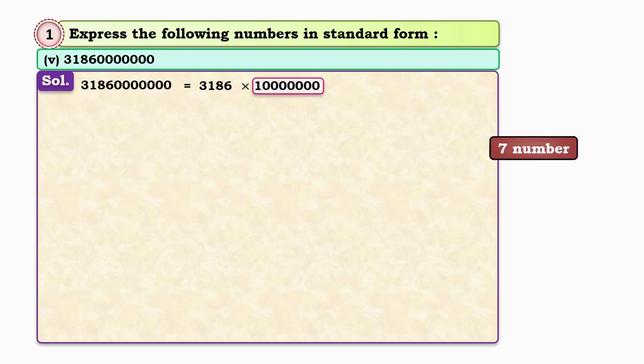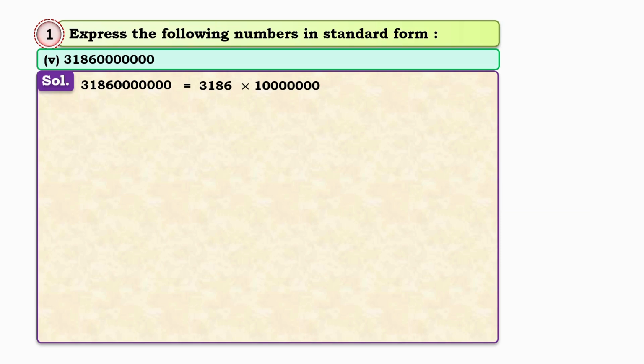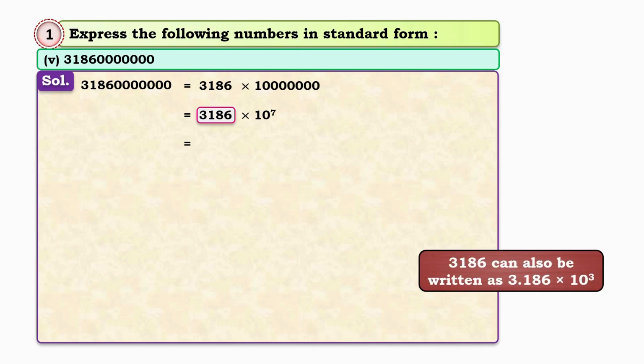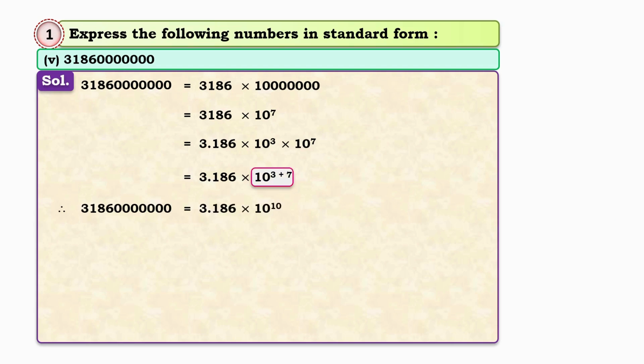So, we count the number of zeros here. Now, in the index form it will be 3186 into 10 to the power 7. Now, 3186 in the standard form will be 3.186 into 10 to the power 3. So, now you are going to apply the law. So, here comes the final answer, and that is in the standard form.